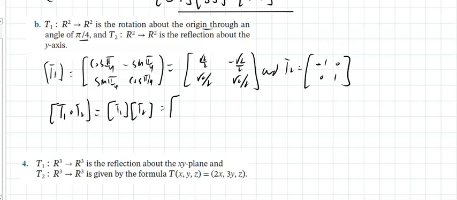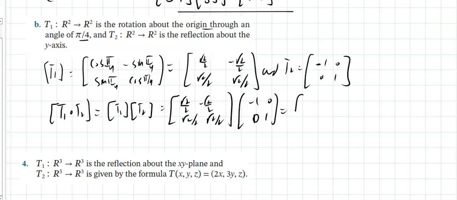That's simply rad 2 over 2, negative rad 2 over 2, rad 2 over 2, rad 2 over 2. And if I multiply that by, I'll get negative radical 2 plus 0, okay? 0 minus radical 2 over 2. For the bottom, I'll get negative radical 2 over 2 and radical 2 over 2.